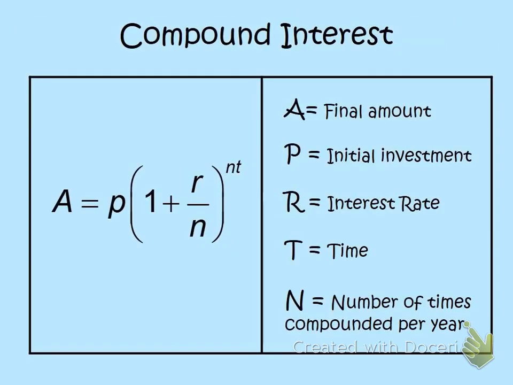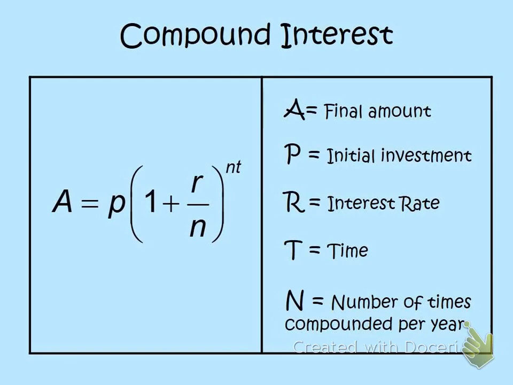All right? The next formula is anytime we're talking about compound interest. Compound interest means that when you put money in the bank, say, in a savings account, $100, then the bank might pay you every quarter, every 3 months, might pay you some interest.